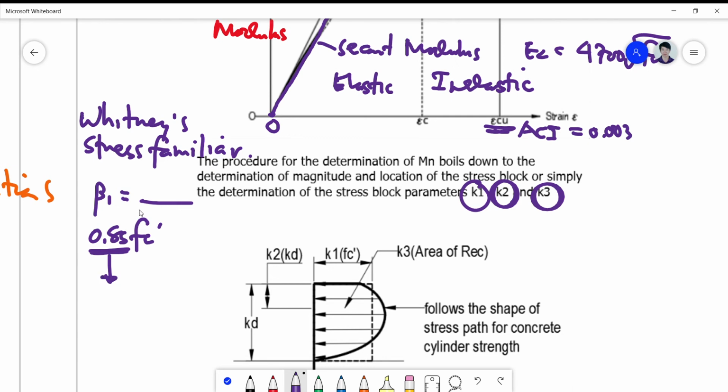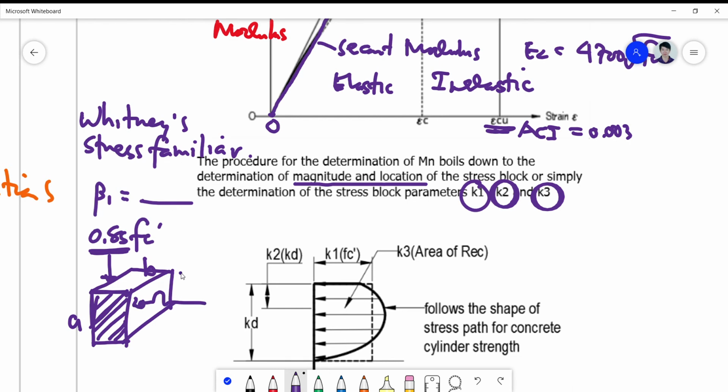Okay? And when we talk of magnitude and location, we don't have problems with Whitney. Why? Because it's only a rectangle. Okay? Whitney is 0.85 fc prime times a times the width of the beam. Okay, so this is simply the volume of the stress block. And the centroid of the stress block is simply at a over 2. Okay, so this is simply 1/2 of the height of your rectangle.